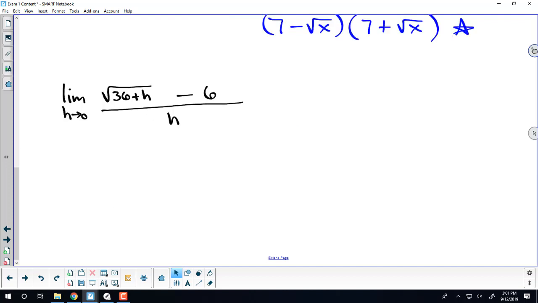Okay, so this fits into what we were just talking about. We have issues here with h approaching 0 on the bottom, but this is a function that involves a root. So this is where we would multiply the numerator and denominator by the conjugate. So we're going to multiply by the root of 36 plus h, plus 6, on top and bottom.